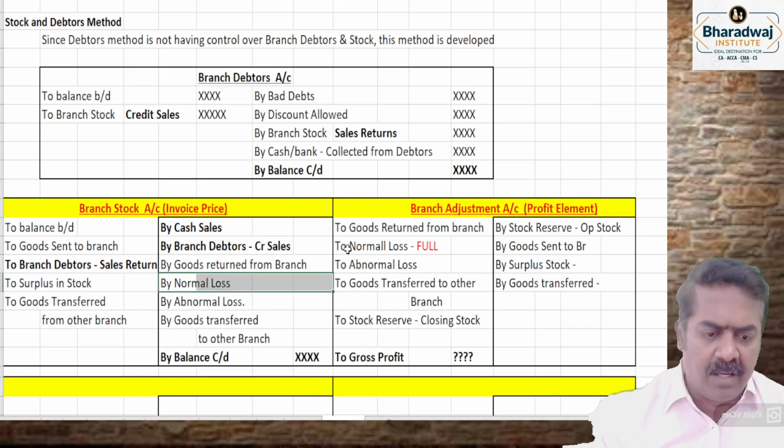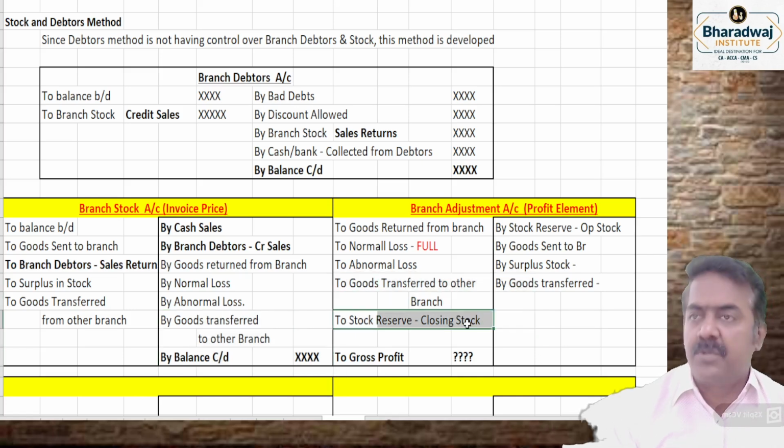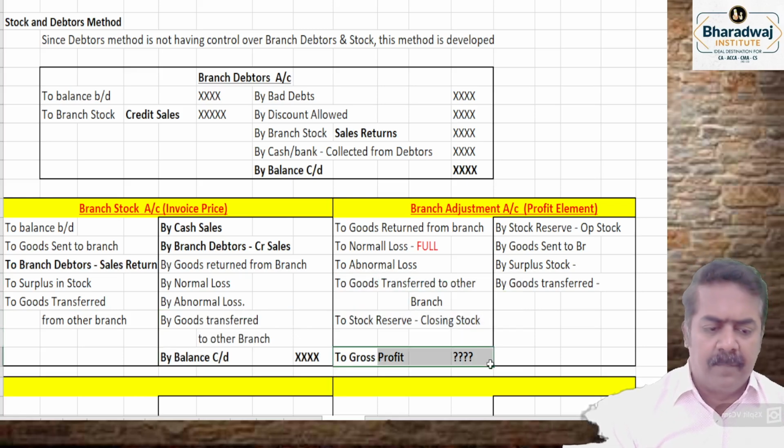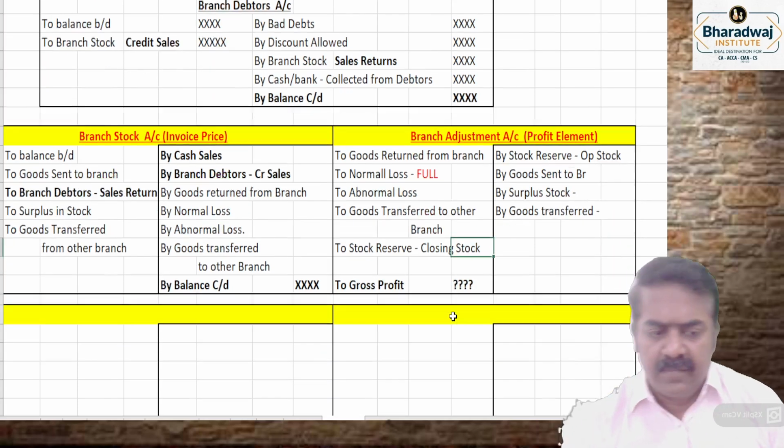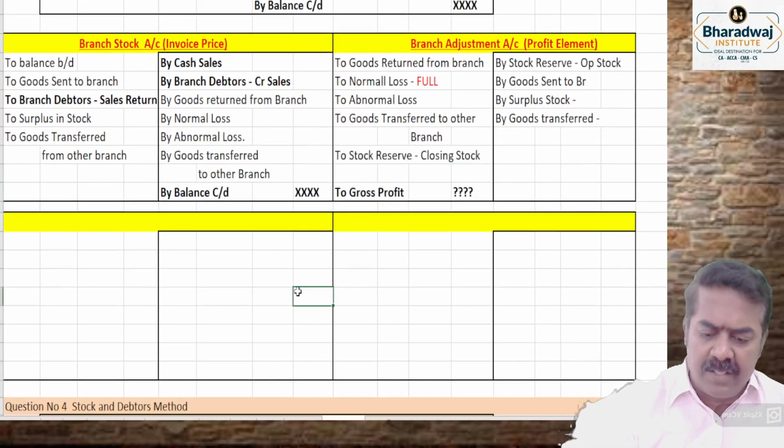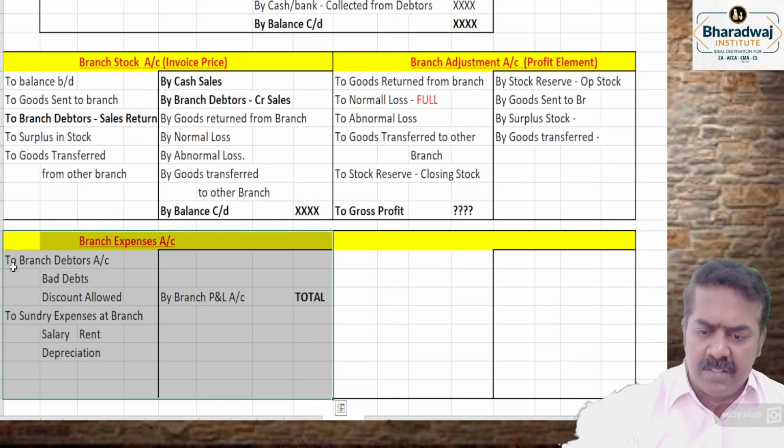If there is a normal loss, we charge what? Full amount. Abnormal loss, we charge the loading. Goods transferred from other branches, we record. Then remove the profit element on the closing stock as which one? To stock reserve. We get which one? Gross profit.